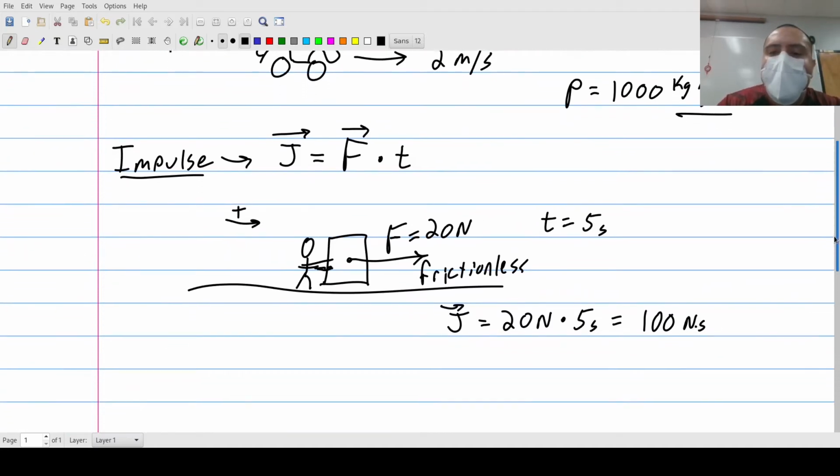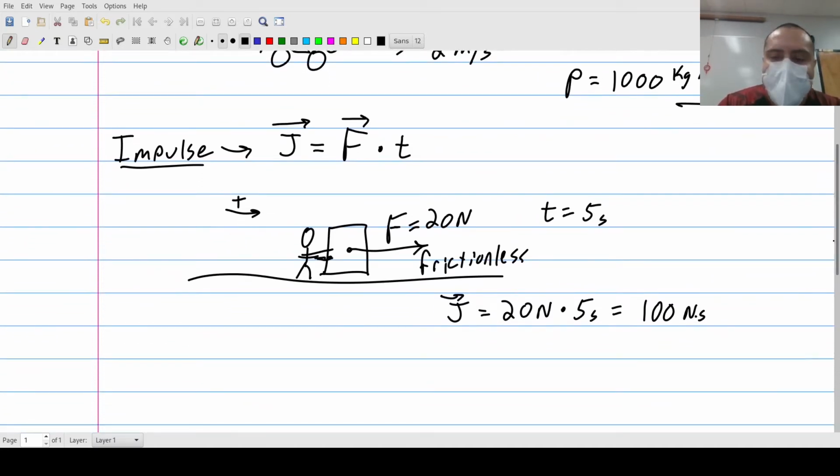All right, well, that's a little bit weird of a unit. You might remember that a newton is a kilogram meter per second per second. We're multiplying that times a second, which means that this second and the squared is going to cancel, and we're going to get kilogram meters per second as our units, which means that impulse and momentum are closely related.